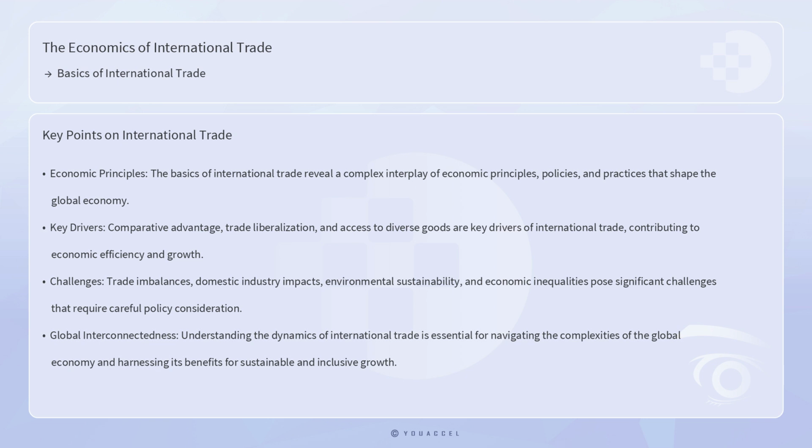In conclusion, the basics of international trade reveal a complex interplay of economic principles, policies, and practices that shape the global economy. Comparative advantage, trade liberalization, and access to diverse goods are key drivers of international trade, contributing to economic efficiency and growth. However, trade imbalances, domestic industry impacts, environmental sustainability, and economic inequalities pose significant challenges that require careful policy consideration. As the world becomes increasingly interconnected, understanding the dynamics of international trade is essential for navigating the complexities of the global economy and harnessing its benefits for sustainable and inclusive growth.